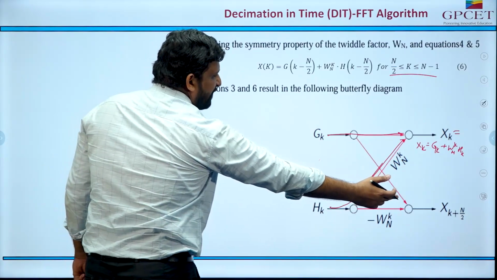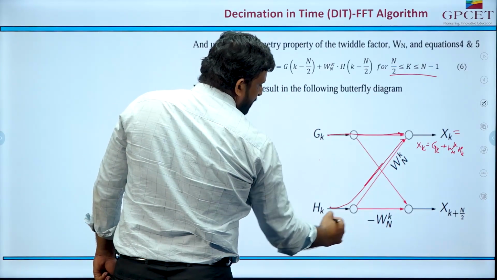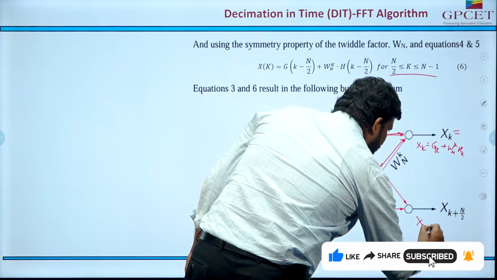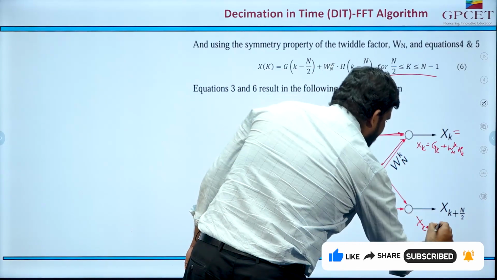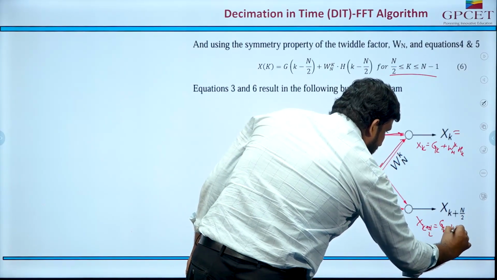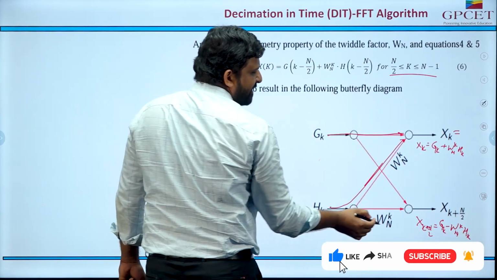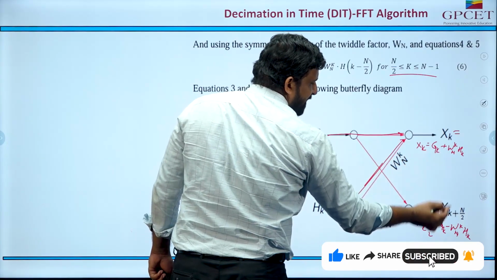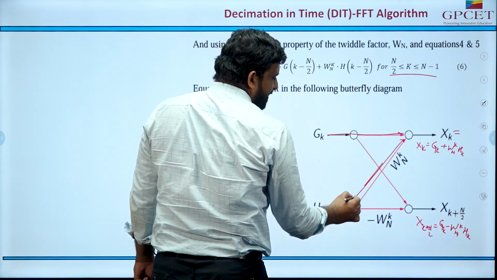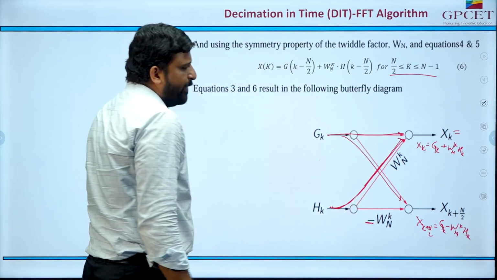Similarly, you can take this for x of k plus n by 2 where the sixth equation will be formed. That is g of k minus, you can see here, x of k plus n by 2. For this value, I am getting the value gk, and here the twiddle factor is minus wn to the power of k into h of k. A small difference for the n by 2 periodicity, the difference is minus. Here it will be plus and here it will be minus. So you should keep it in mind. In the butterfly diagram, whatever direction is going up will be plus, and whatever direction is coming down will be minus because of this periodicity property.